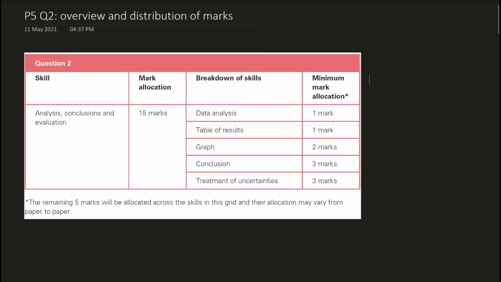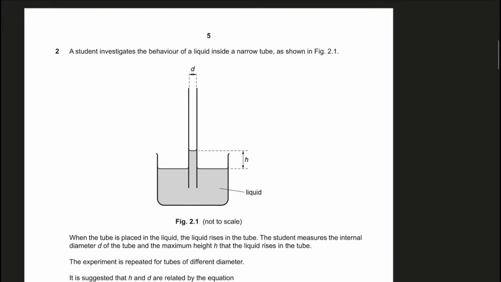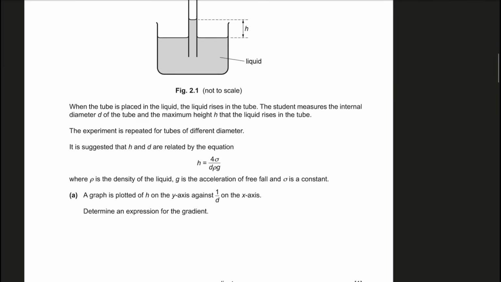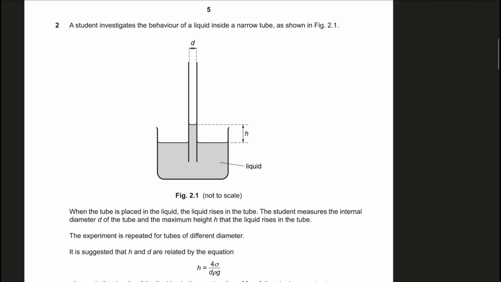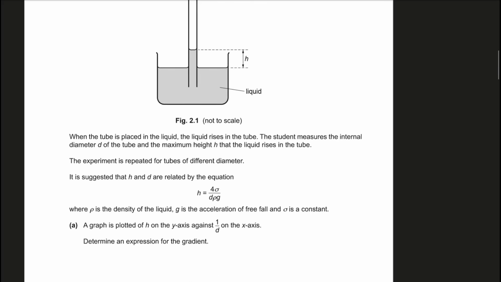So these marks in the rightmost column are minimum allotted marks for each of the skills, and the remaining 5 will be added to these in a different manner from question to question. Now we'll take a look at an example, and this example is from October-November 2020, paper 5-2, and here you have a situation given where a student is trying to investigate the relationship between this variable d and this variable h, and the equation for that relationship is suggested below.